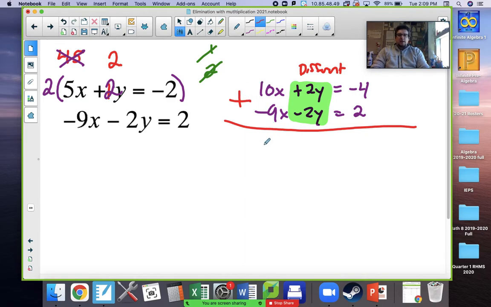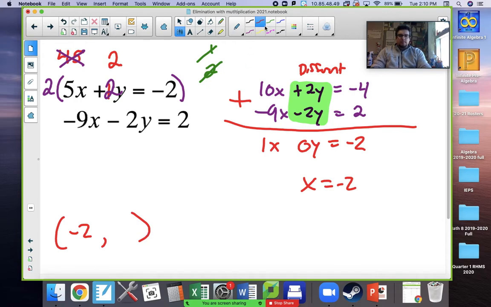10 plus negative 9 is 1x. 2 plus negative 2, that's 0y. Negative 4 plus 2 is negative 2. And just like that, our answer is negative 2 for x. That was step number 3 and step number 4. 3 was the adding, 4 was the solving.